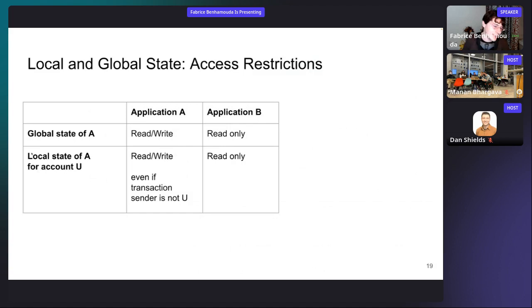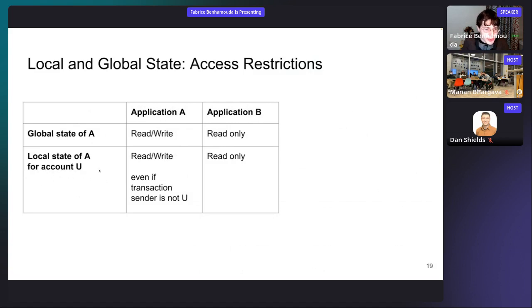Otherwise, you would create a different application that modifies the state and cheats on the vote and things like this. So you absolutely don't want that. So only the application itself can read and write its states, which is, by the way, the case of all the blockchains I know too.